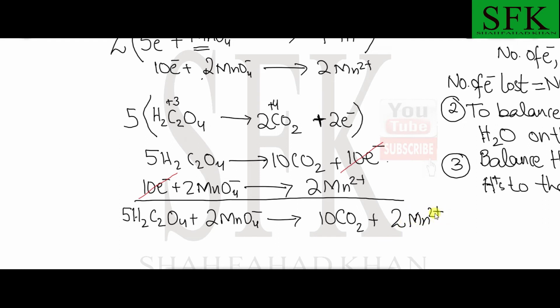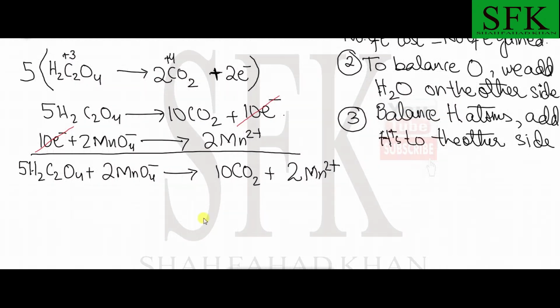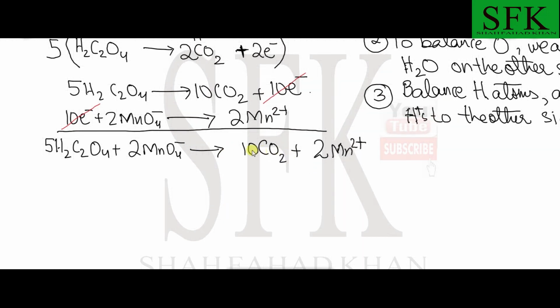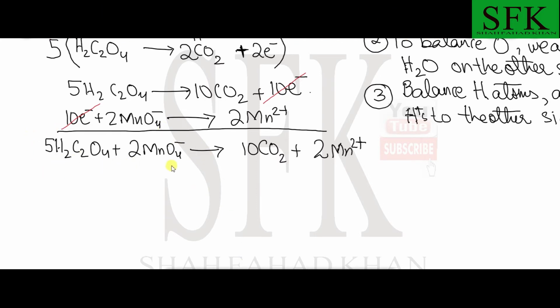Now let's come to the second step. The second rule states that to balance the oxygens, we add water molecules. Now let's count the oxygen on this side. There are 20 oxygen atoms, and on this side, 5 fours are 20 and 8 more, so 28. There are 28 oxygen atoms. So 8 oxygen atoms are greater over here. So we need to add 8 water molecules on this side to balance the extra 8 oxygen atoms on the other side, because the rule is to balance the oxygen atoms, we add water molecules. So 8 water molecules balance the extra oxygen atoms.